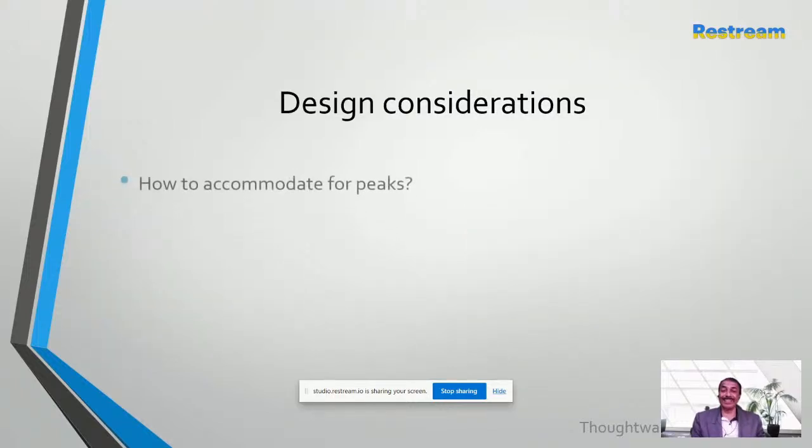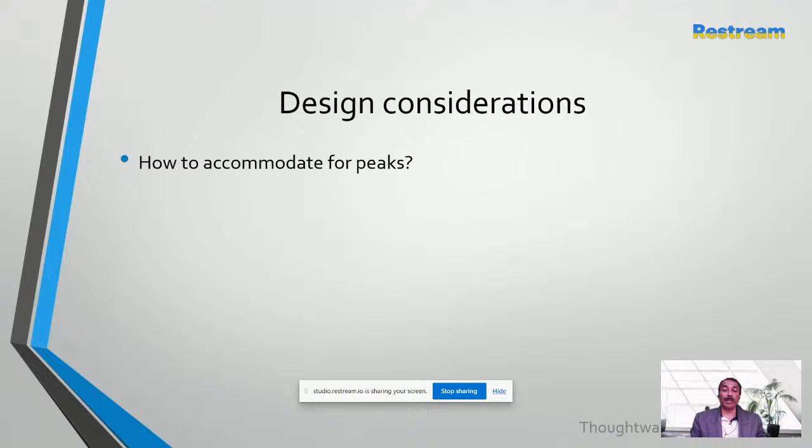Coming to the design consideration, how to accommodate peaks for any business. We have seasonal sales. So if you are getting items in advance for different seasons, then also possibly there is some sales promotion or advertising going on. So for some period of time you may have excess demand. In such a case, you need to be flexible to store extra items.